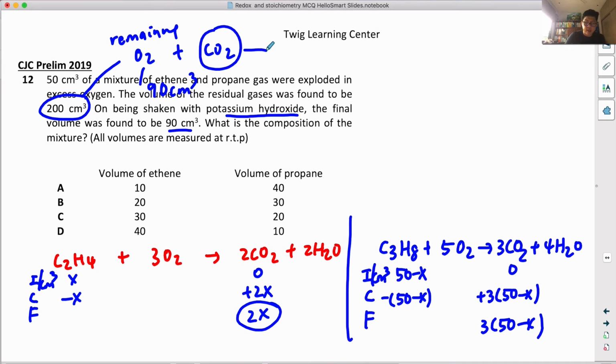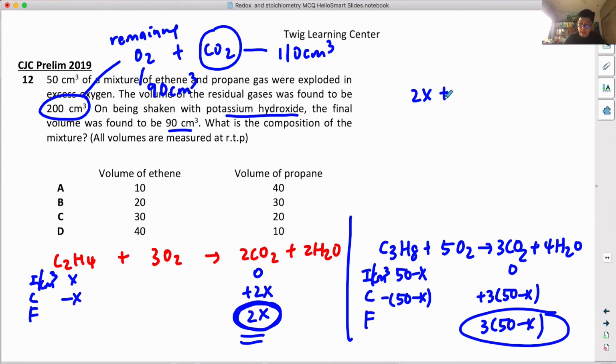So it tells you that the carbon dioxide produced in this reaction is actually 200 minus 90, which is 110 cm³. If you work it out, this part is the volume of carbon dioxide from here, and this is the volume of carbon dioxide produced from propane. You add them up together, so 2x plus 3(50 minus x) will give you 110.